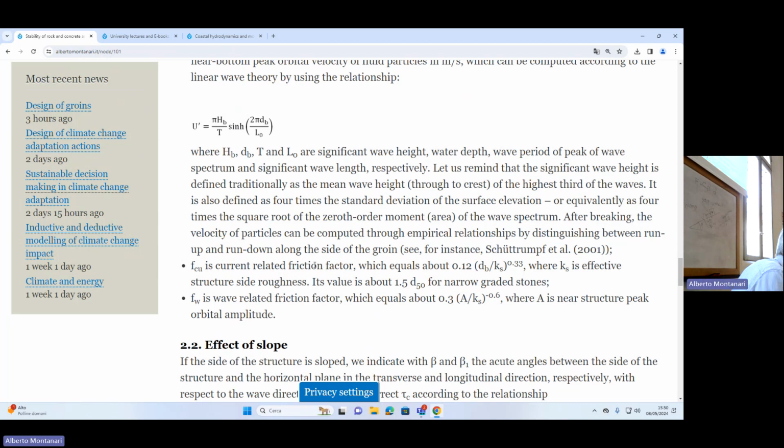So you have to make a difference between the wave run-up and the wave backflow, upside and downside of the groin. But these empirical relationships are not reported here.